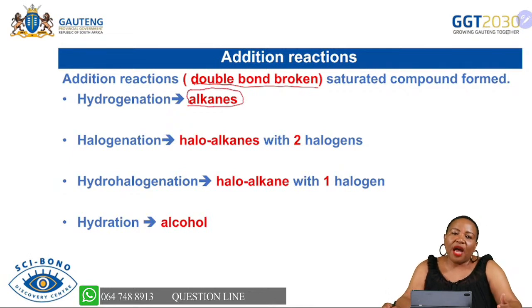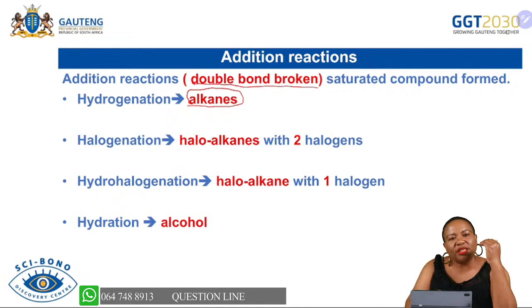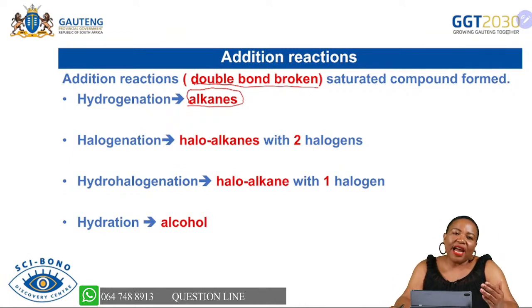Now, if we are doing an addition reaction, we know that an alkene will be involved. It will always be an alkene that undergoes that type of reaction, because a double bond must be broken. So during hydrogenation, the alkene will add something and the product will be alkanes. So we are expecting to find alkanes as the product.